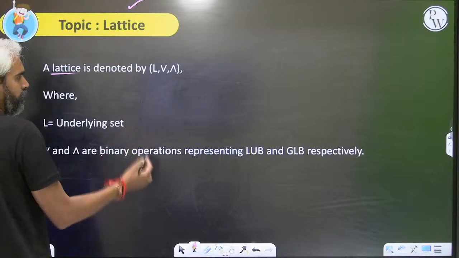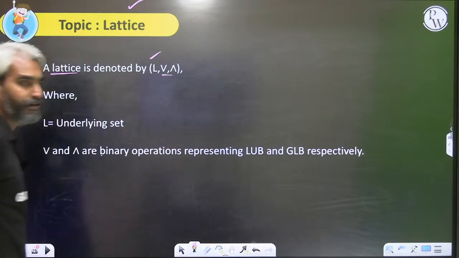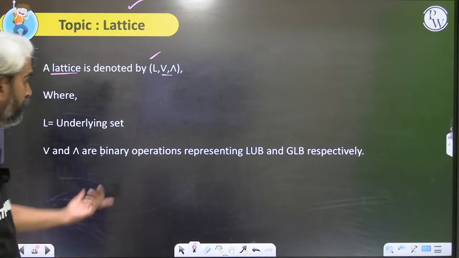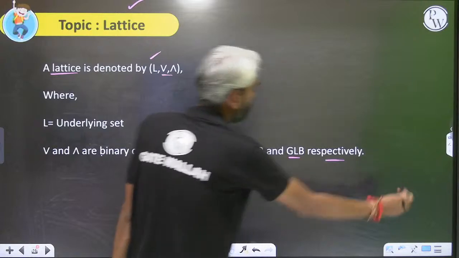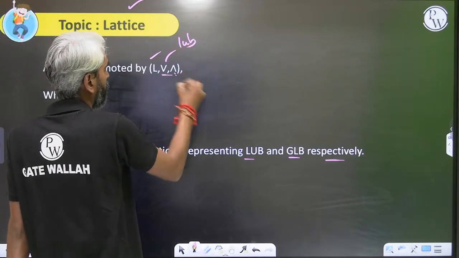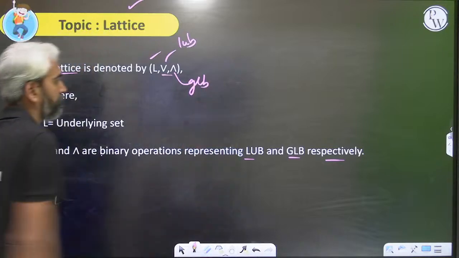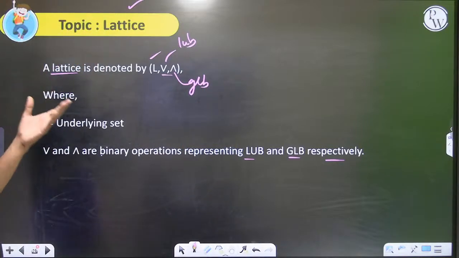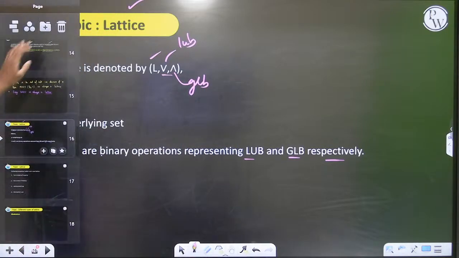So this is how we denote set, and these two are the binary operations corresponding to least upper bound and greatest lower bound. This will represent upper bound, this will represent greatest lower bound. Clear? So anyway, let's go back to the poset.